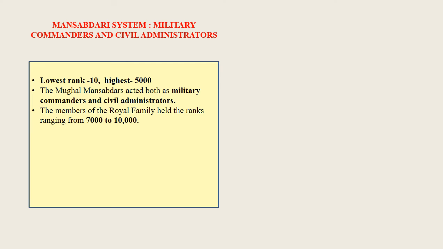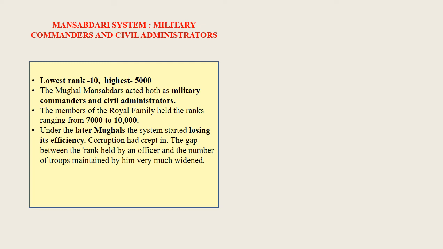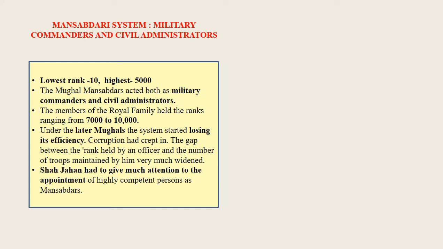Under the later Mughals, the system started losing its efficiency. Corruption had crept in. The gap between the rank held by the officer and the number of troops maintained by him very much widened. Therefore, Shah Jahan had to give much attention to the appointment of highly competent persons as Mansabdars.